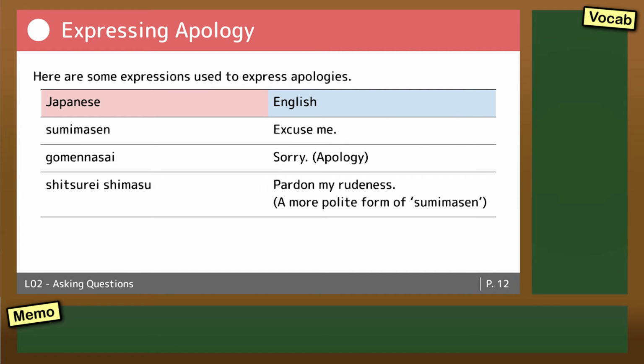Finally, we will pick up some expressions of apology. すみません。Excuse me. ごめんなさい。Sorry. 失礼します。Pardon my rudeness. 失礼 literally means rude.